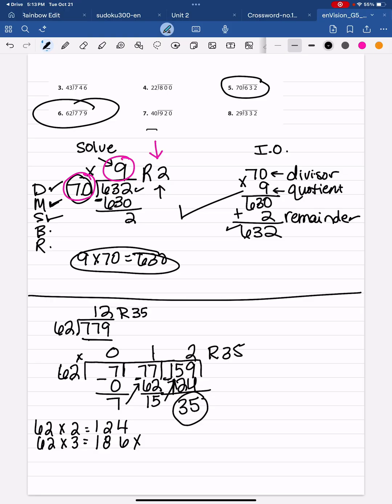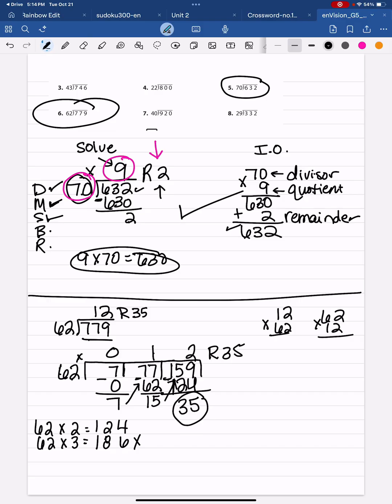And now we are going to do IO and check that answer. And it's the same thing. You're going to multiply your quotient by your divisor, which is 12 times 62, or some of them might write it 62 times 12. With multiplication and addition, you can flip those numbers. It doesn't matter what order you add or multiply the numbers. There's a property called the commutative property that explains that. So whichever way they write it, both ways are correct.